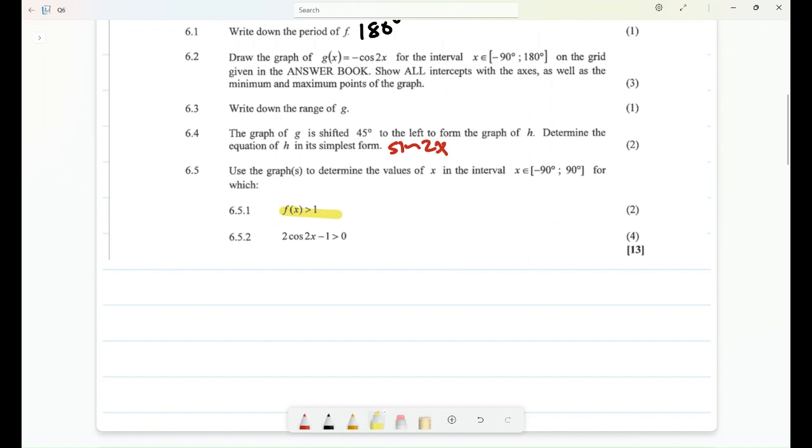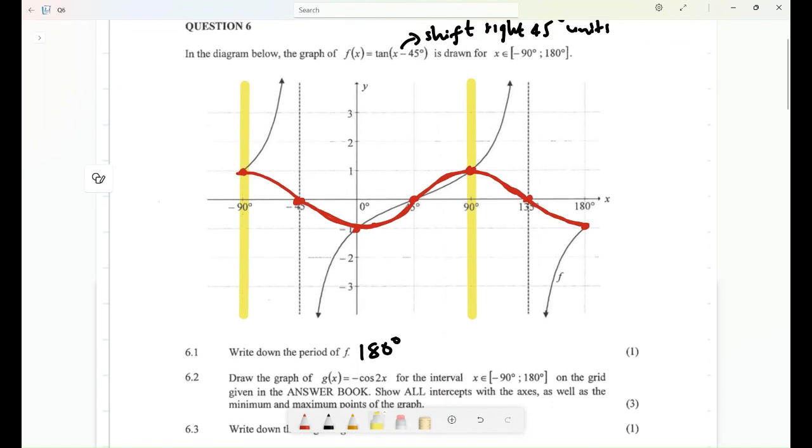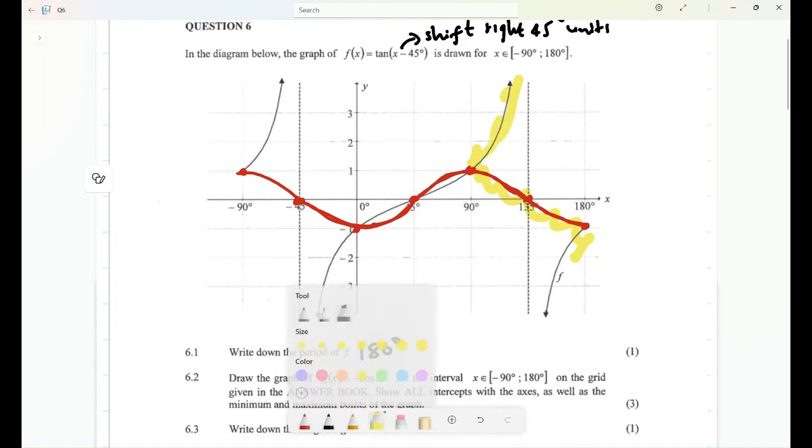Now they say where f of x is greater than 1. Where is f of x? F of x is my tan graph. Where is it greater than 1? I'm going to see from this position, it is greater than 1. Then let's see other positions. Here, but can you see it is out of region? Yes. So you're going to say it is just -90.